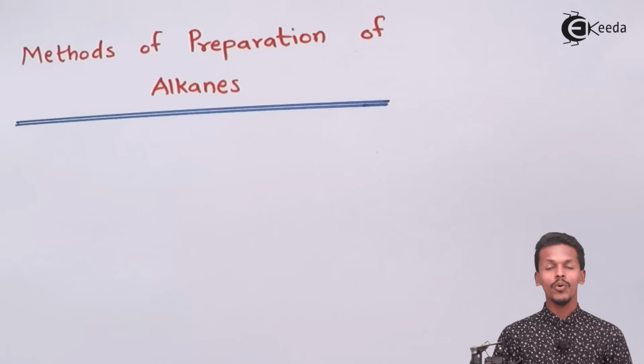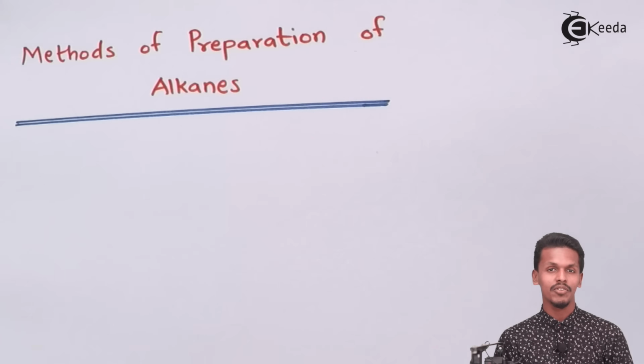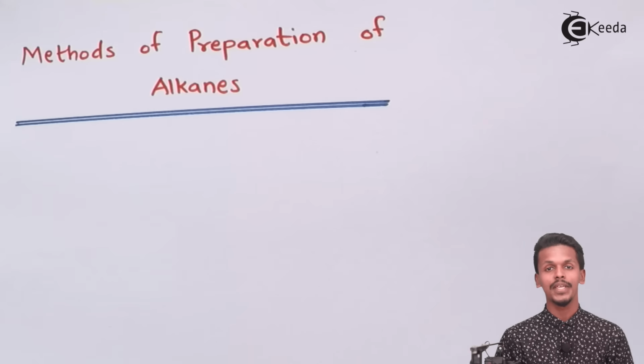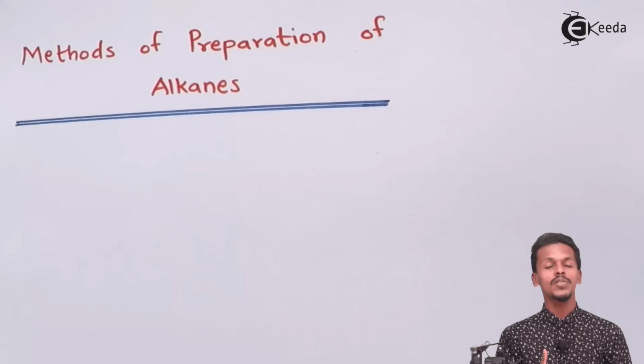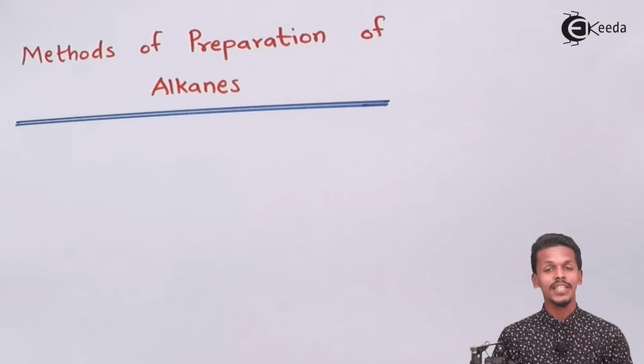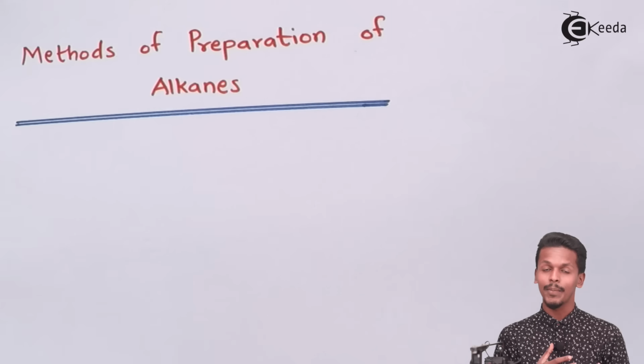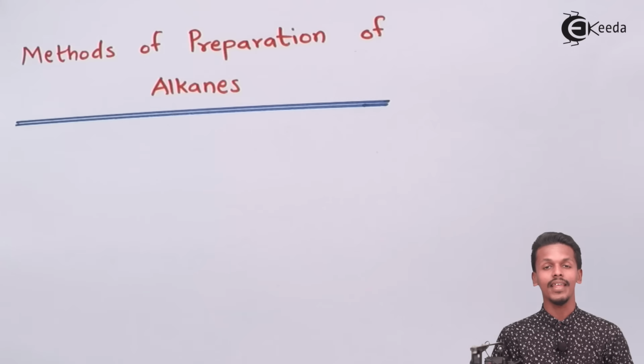So friends, now we are going to talk about the different methods of preparation of alkanes, in which different chemicals would be used so as to make a particular alkane. There are various methods to prepare alkanes, and now we are going to discuss what the different chemicals or different methods are from which we could prepare alkanes. So let us talk about it.